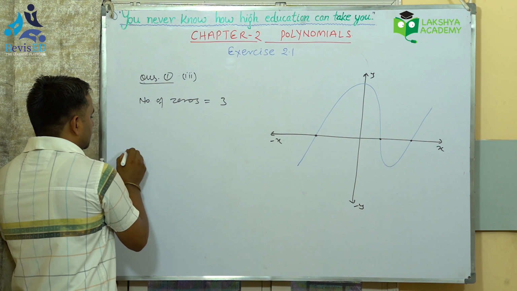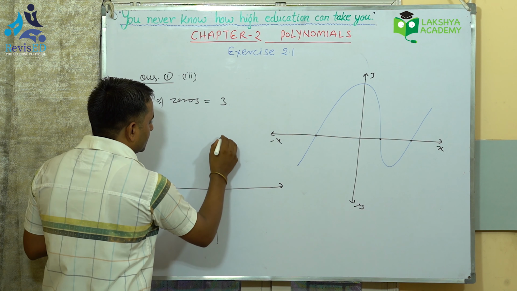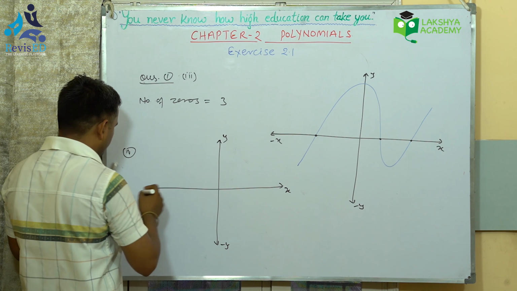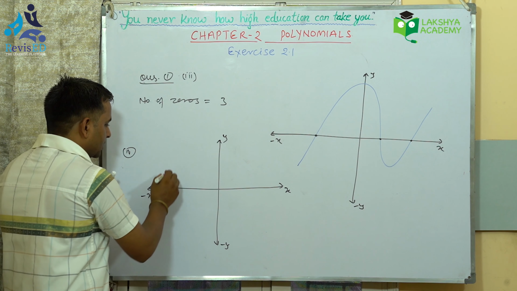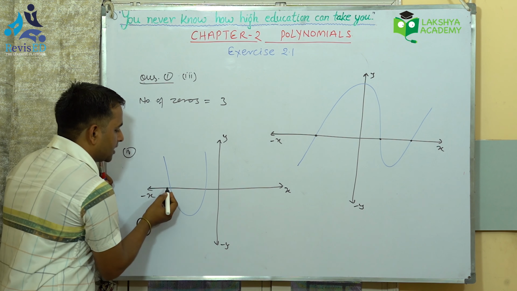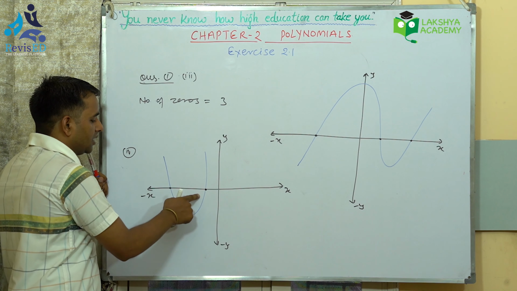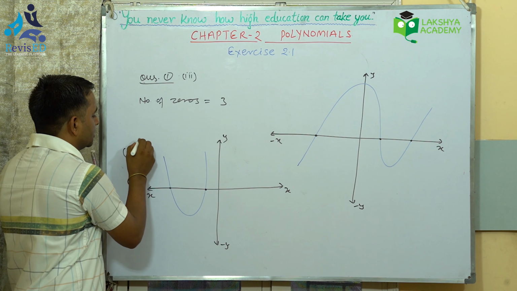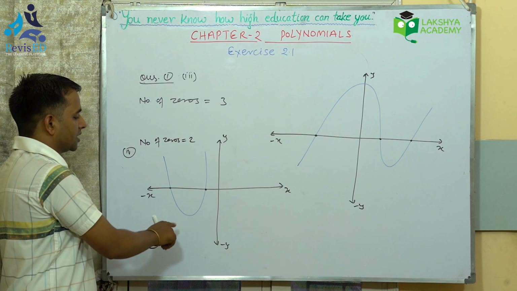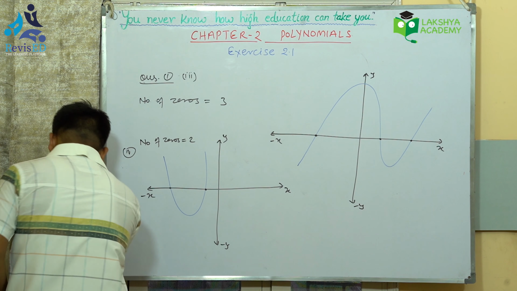Coming to the next part, fourth. In the fourth part, we see this is the graph. So here again this graph is touching the x axis at 2 points, 1 and 2. Therefore, number of zeros in this case are 1 and 2. So number of zeros is equal to 2 in this case, because this graph is touching the x axis at 2 points.